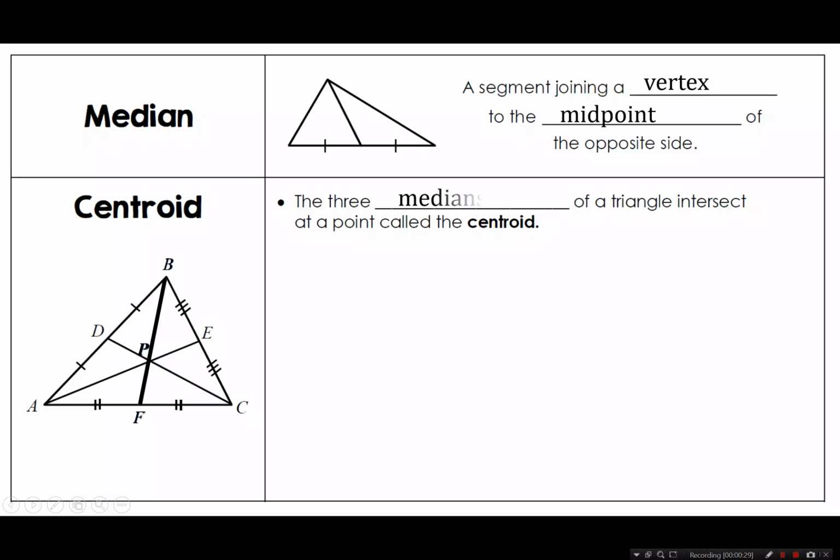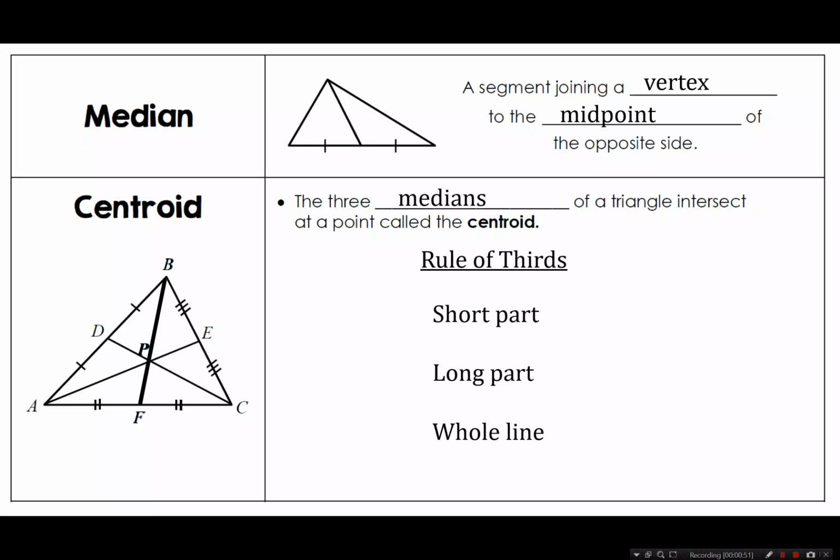When three medians of a triangle intersect, they intersect at a point called the centroid. The important part of the centroid to remember is something called the rule of thirds. We have three different segments made up with these medians: the short part, the long part, and then the entire line. If we look at this example, we've got BF. If we break it down, we have the short part here, PF, the long part here, BP, and then the entire line is BF.